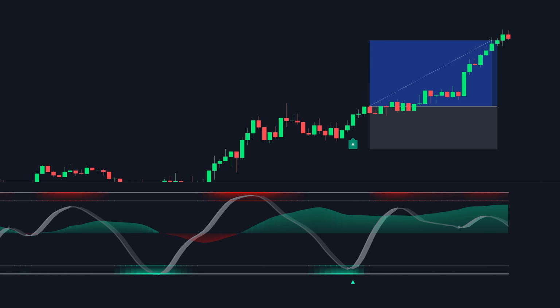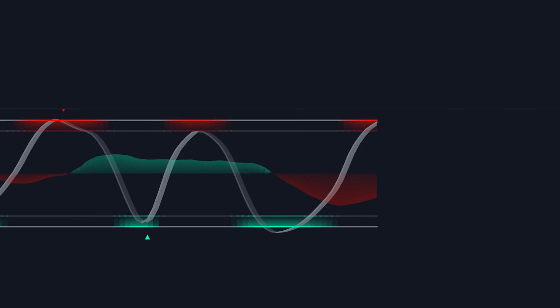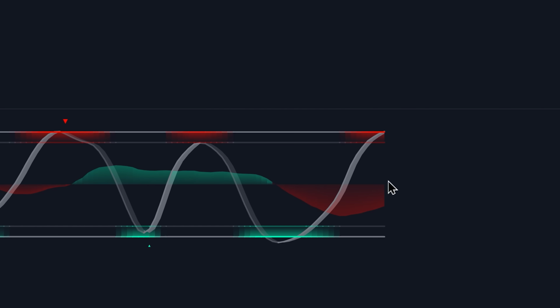Now, for a sell setup, you flip everything. You want the oscillator pushed up into the positive extreme area, ideally above +2, and again, closer to +2.5 is where it gets really interesting, because the move is statistically stretched. Then you wait for the oscillator to roll over and start falling.